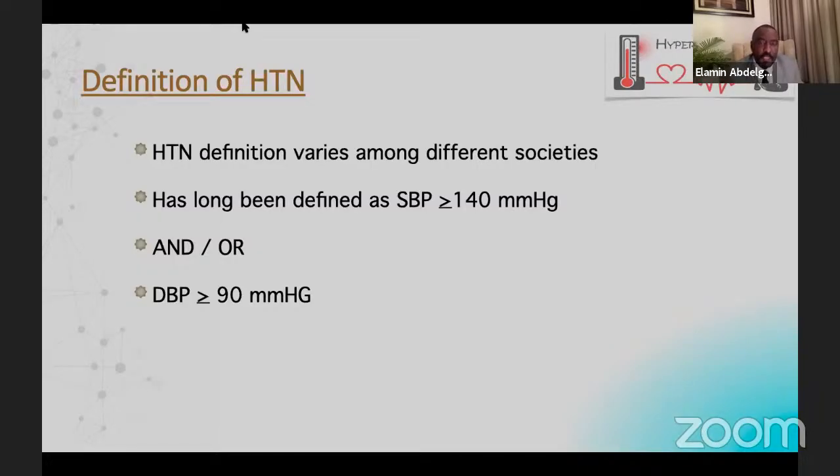The differences in daytime mean blood pressure, nighttime mean blood pressure, and 24-hour mean blood pressure might be quite many.